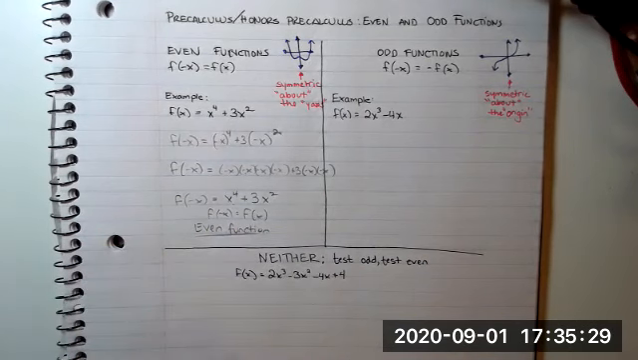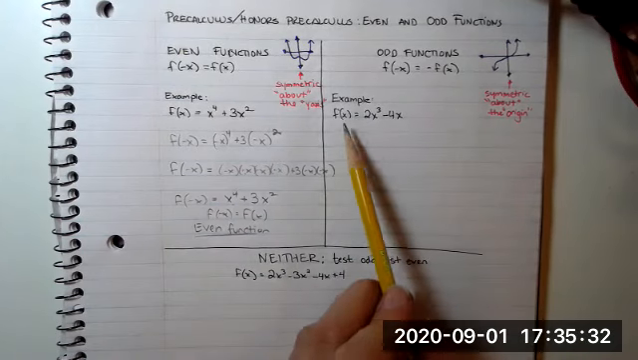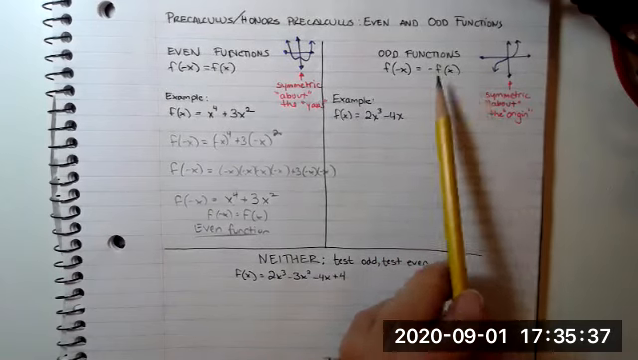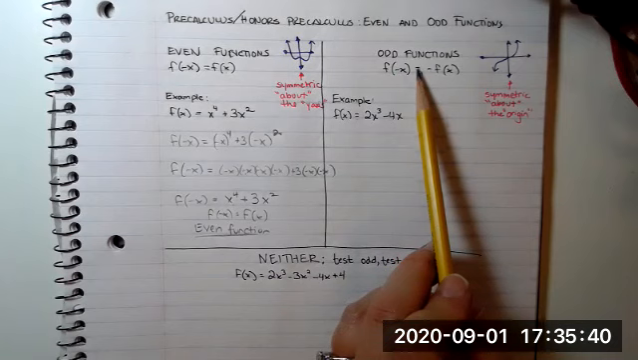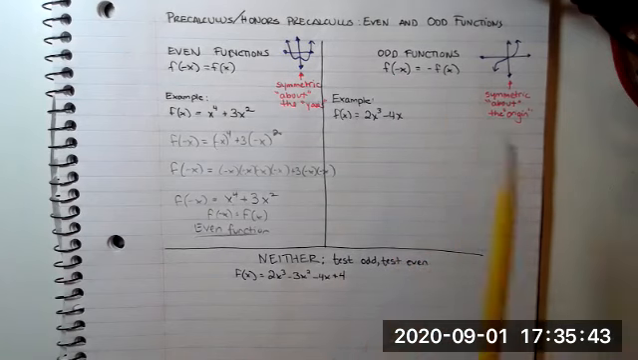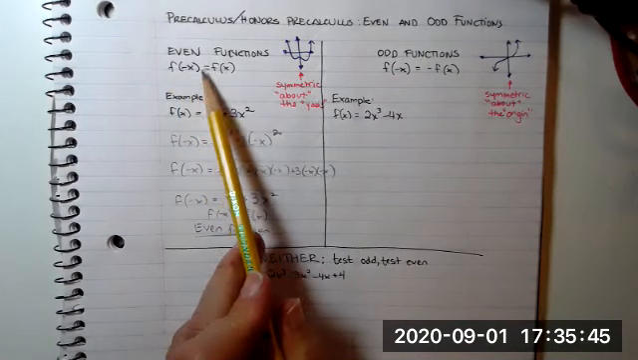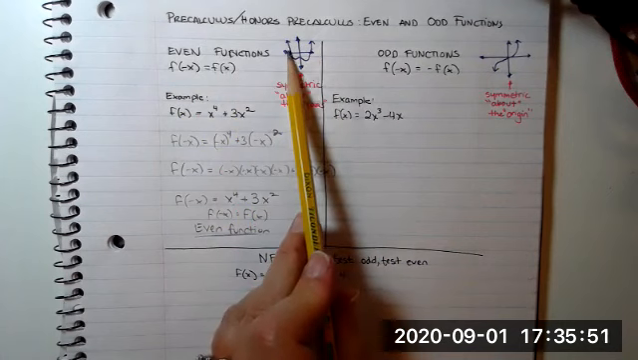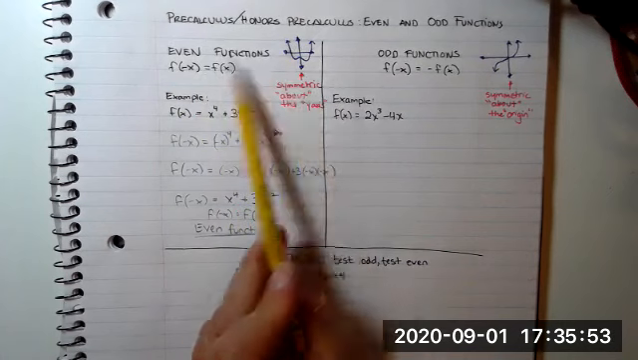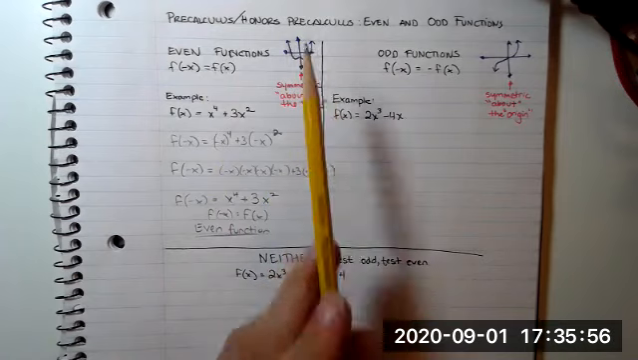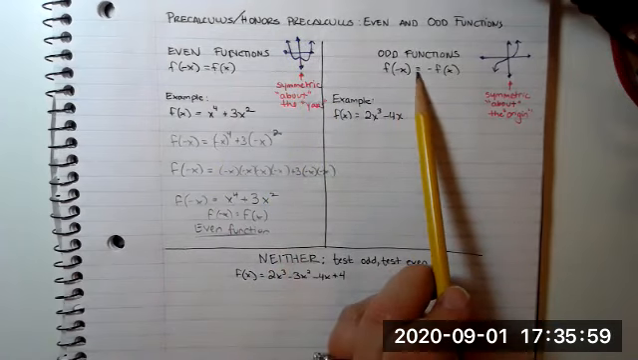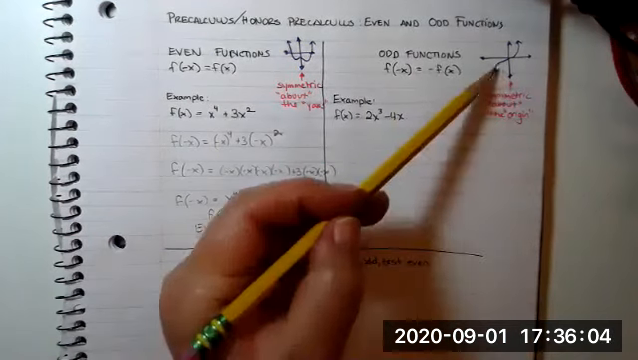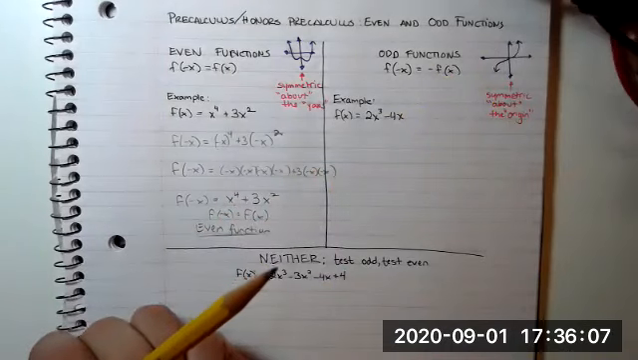Let's look at an odd example. So f of x is equal to 2x to the third minus 4x. Now for a function to be odd, that's what it says up here, f of negative x has to be equal to negative f of x. Do you see that difference? For even, f of negative x is equal to f of x, because they have to be symmetrical about the y-axis. So their y values when x is negative and when x is positive have to match. Whereas with an odd function, f of negative x has to equal negative f of x, because it reflects twice, once about the x-axis and once about the y-axis.